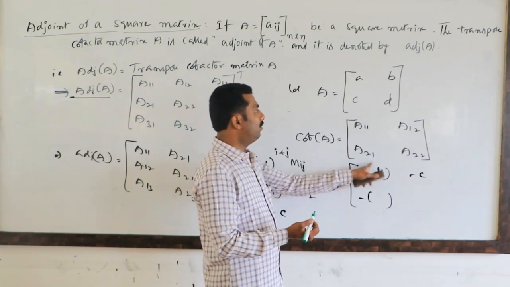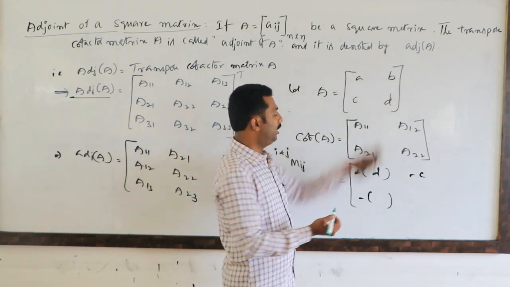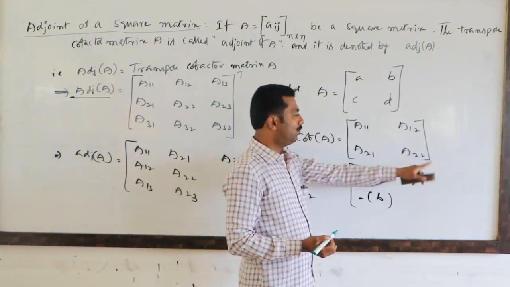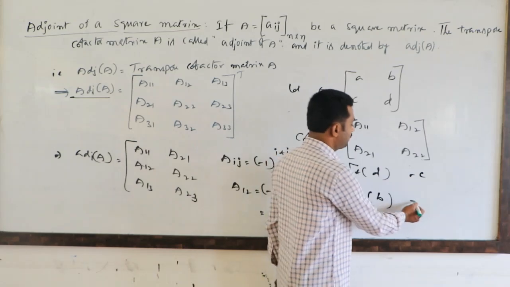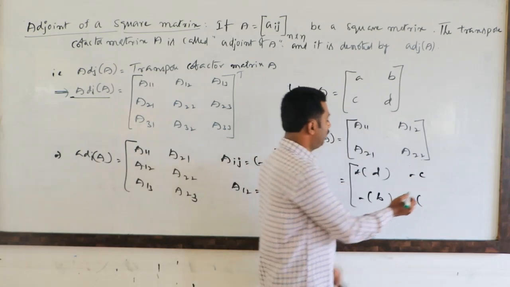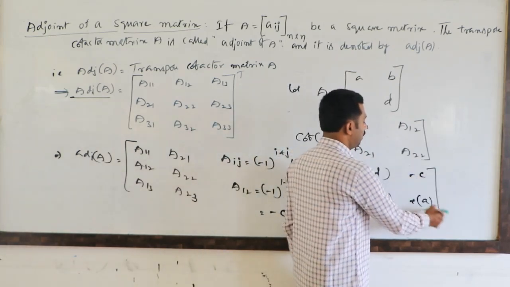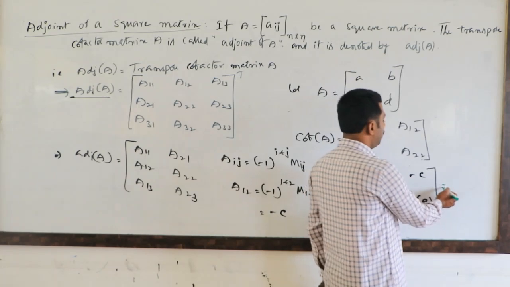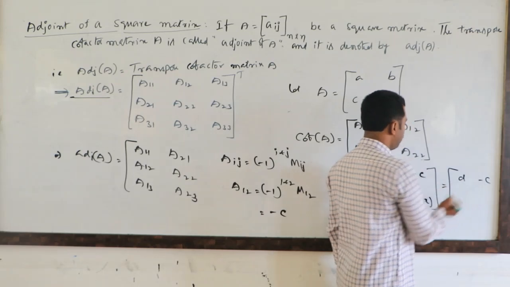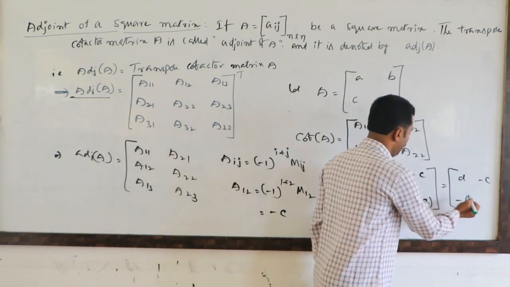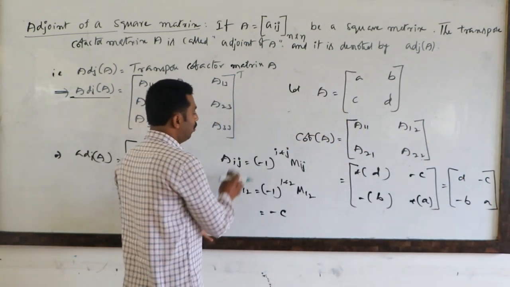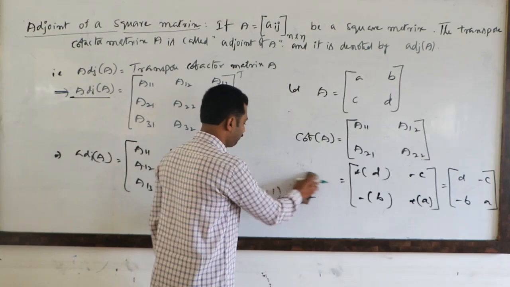A21, 2 plus 1 means odd number, means minus. You delete second row, first column. Second row, first column you delete. What you left means B. Then second row, second column, 2 plus 2 even number, even number means plus sign. Now you delete second row, second column. So what you left here means A. Now finally what we got? You observe, first row is D, minus C, second row minus B, this is plus A. So this is the cofactor of capital A.